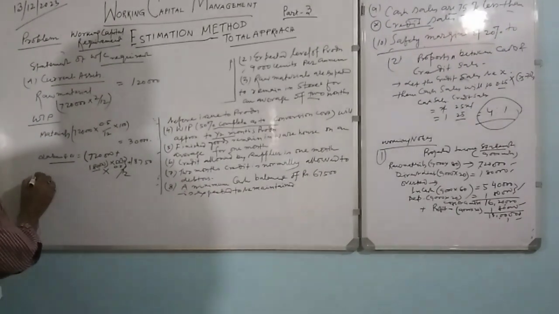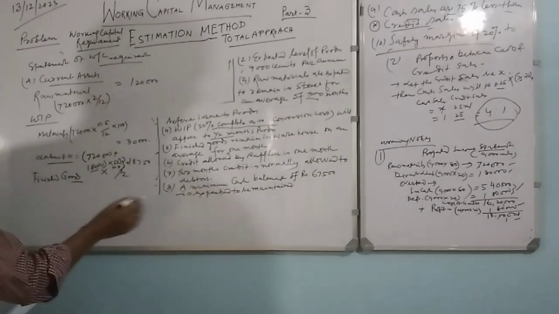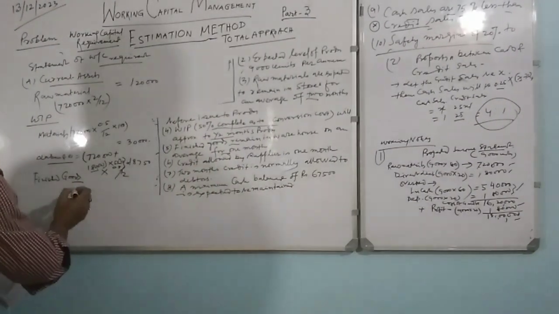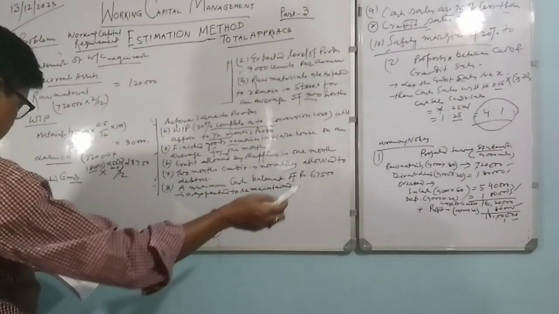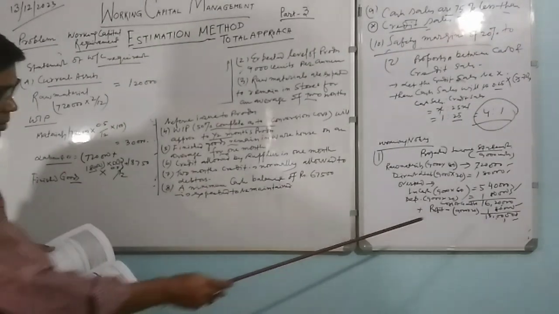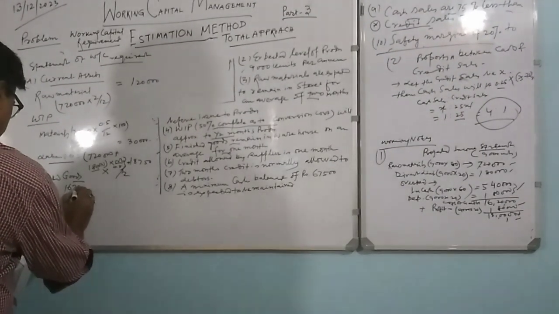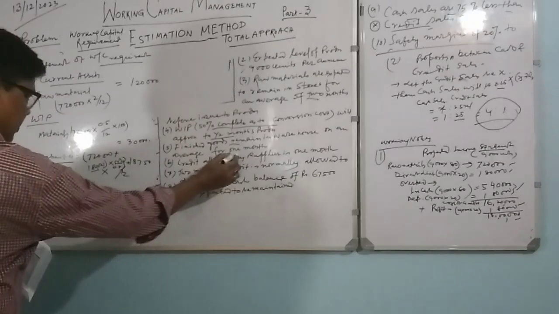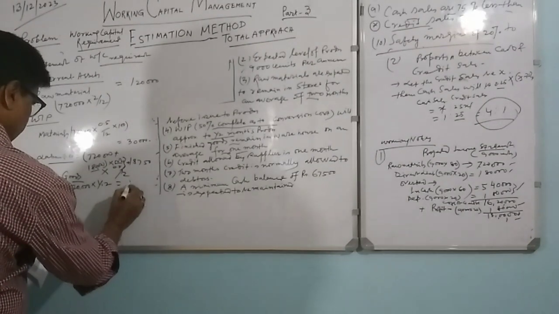Now the finished goods, very simple. They have straightway given the finished goods. Finished goods remain in warehouse for 1 month, so the finished goods holding period is 1 month. Whatever the value will be, we have to take 1/12. Which figure do we take? That is your cost of goods sold, which is 16,20,000. So 16,20,000 into 1 month, so 1/12. This figure will be your 1,35,000, right?